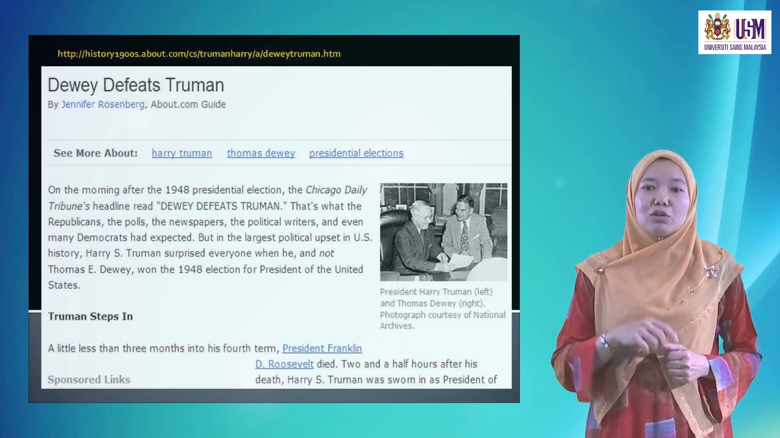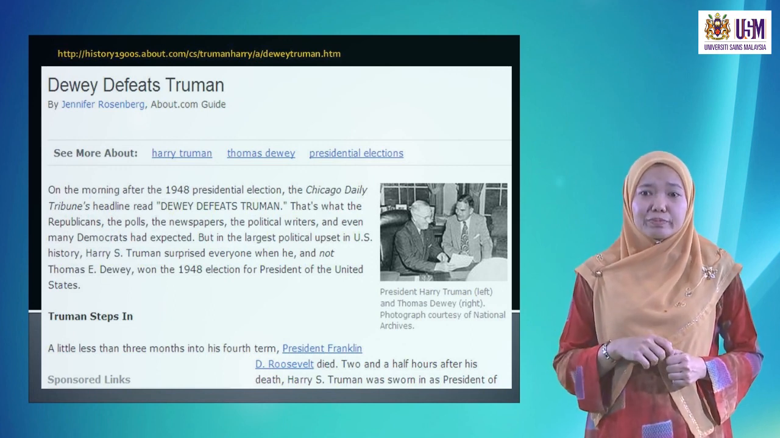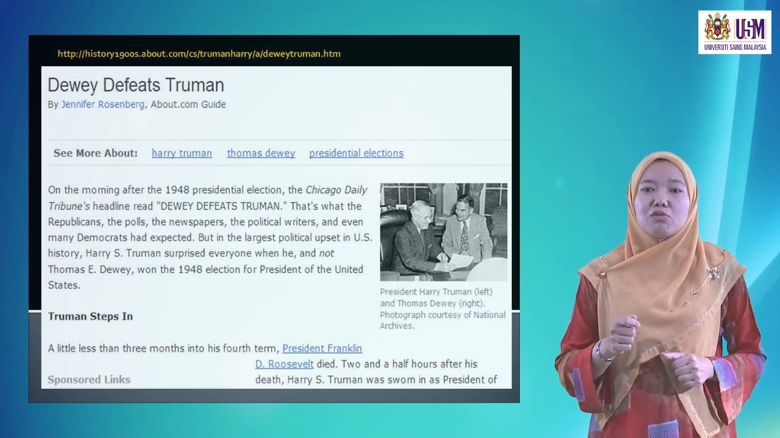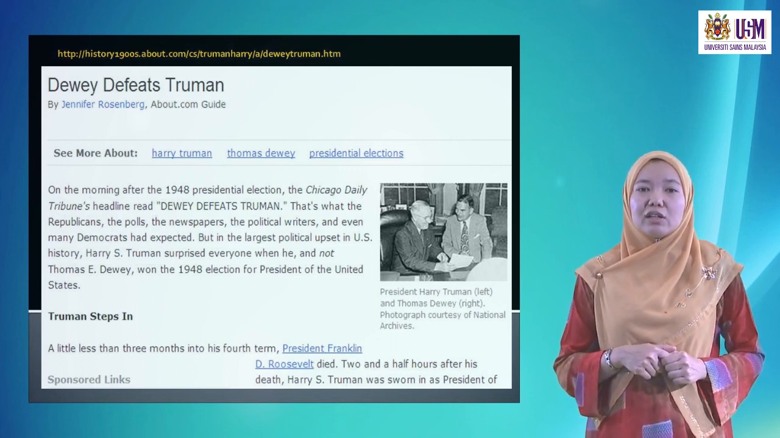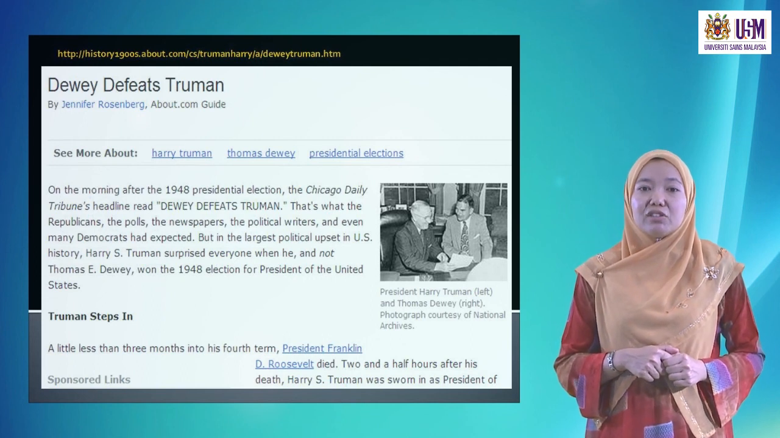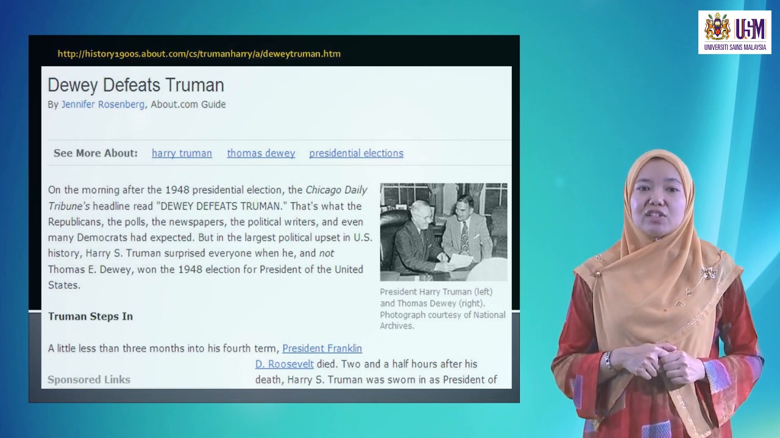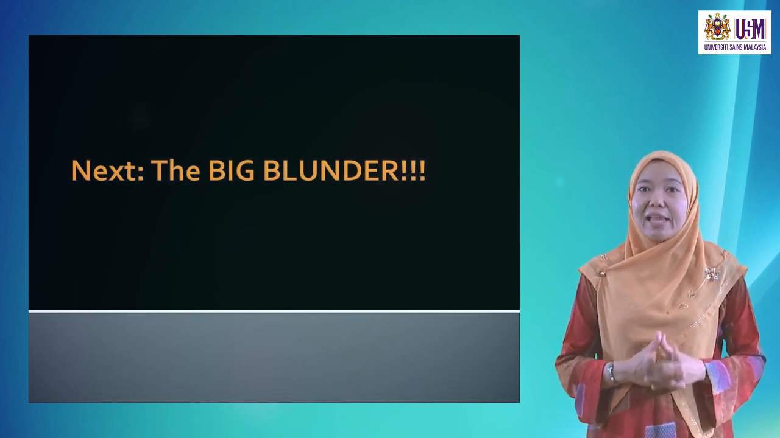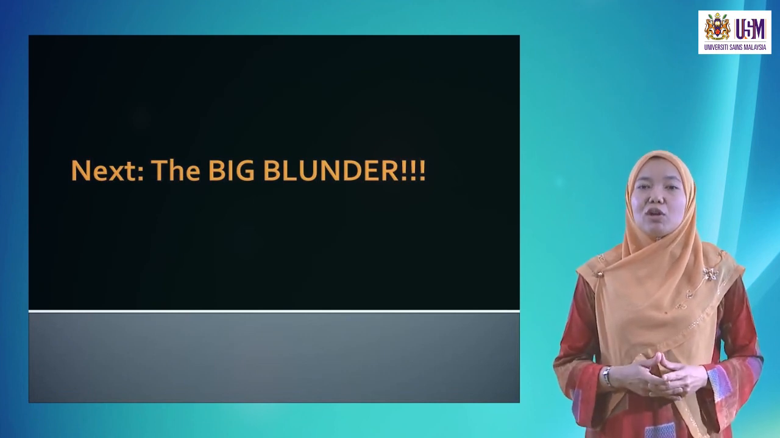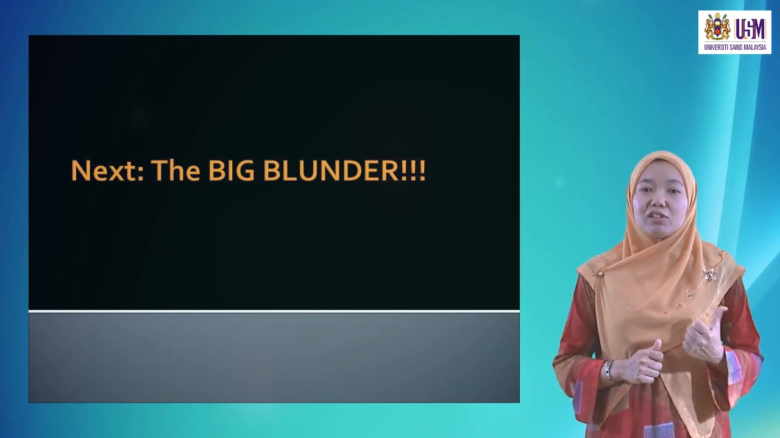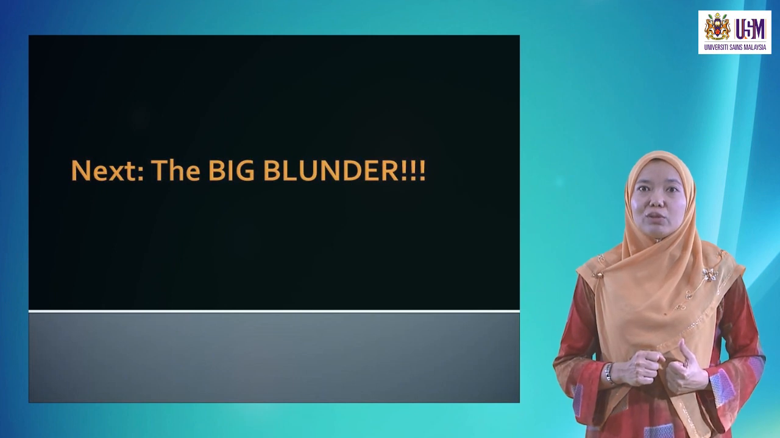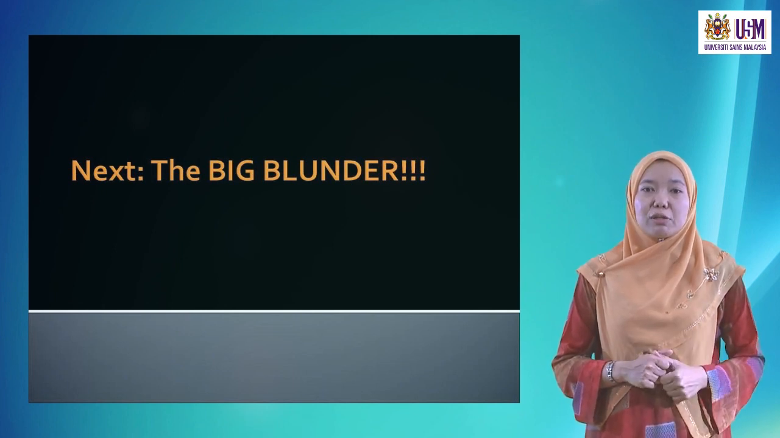You saw on screen a photo which shows President Harry Truman as well as Thomas Dewey, who contended in the 1948 presidential election. So what I discussed just now is basically what we call a big blunder. Imagine that you are the newspaper owner of the Chicago Daily Tribune, and you publish the wrong info. What is the impression that you give to the public?